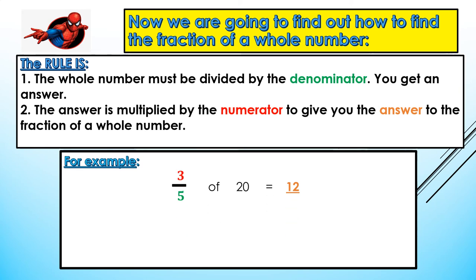3/5 of 20 is equal to 12. But how do we get 12, boys and girls? We take the whole number and divide it by the denominator, which is 5, and you get an answer of 4. The answer of 4 is multiplied by the numerator, which is 3, and you get the answer to the fraction of the whole number, which is 12.